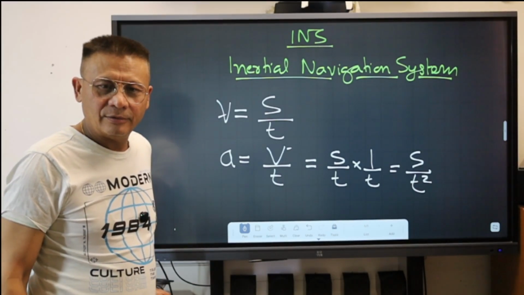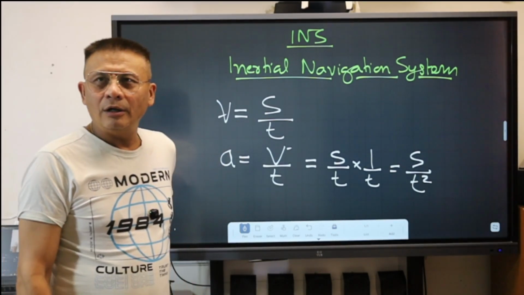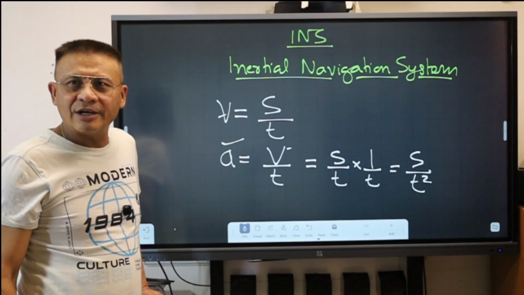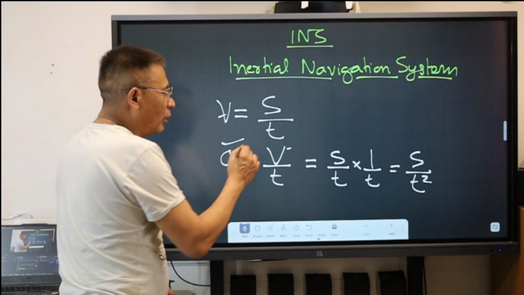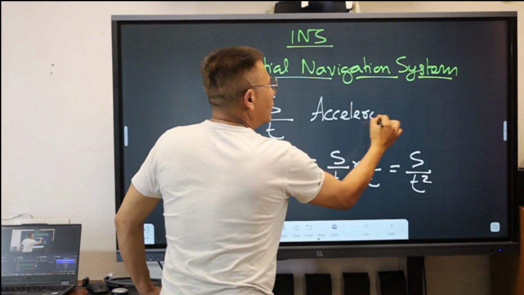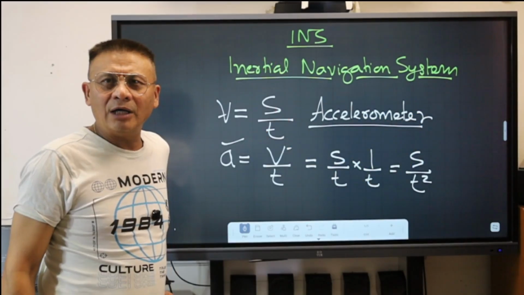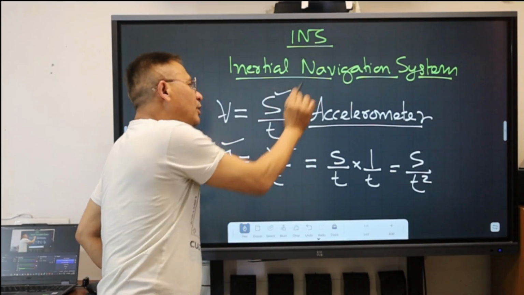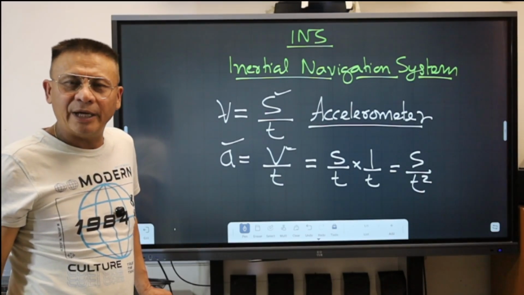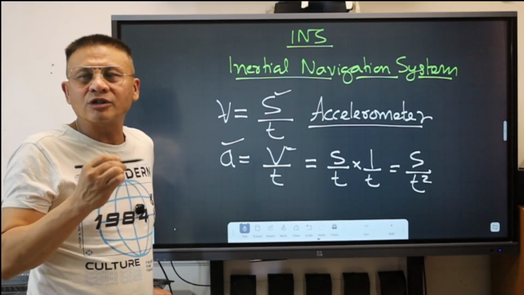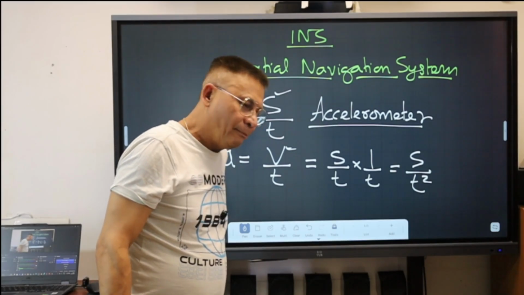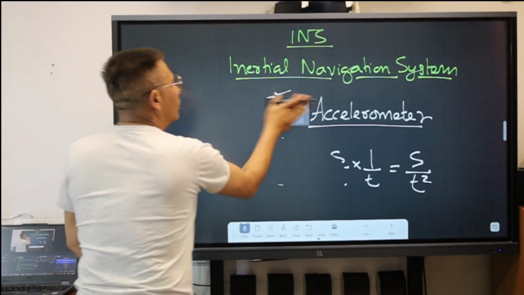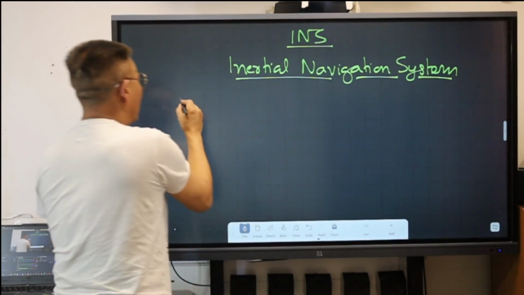This is acceleration. So primarily, there is one component inside the inertial navigation system which measures the acceleration of the aircraft. We call it an accelerometer. Once I find out the acceleration of the aircraft, from this formula I can find out the velocity, and with the knowledge of the velocity, I can find out the displacement of that particular aircraft from the original or starting position. So how does an accelerometer look?